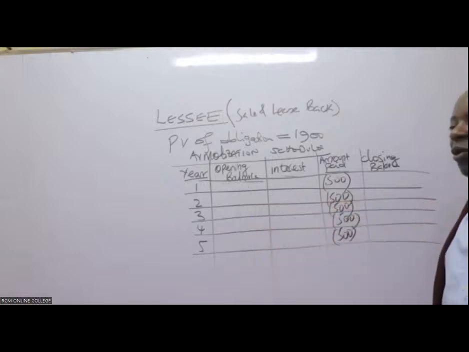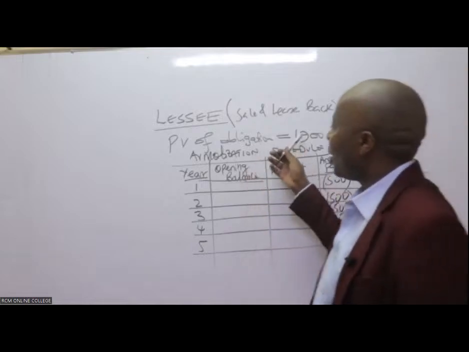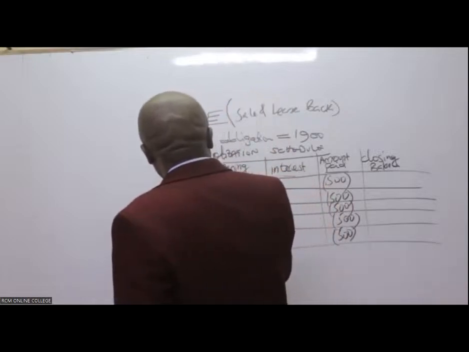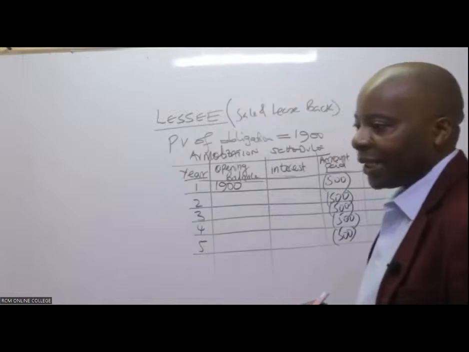What do you think I should always take as the opening balance? The opening balance is the total loan that you have given to this lessee. Total loan is the present value of the obligation. So the present value of the obligation is 1,900.